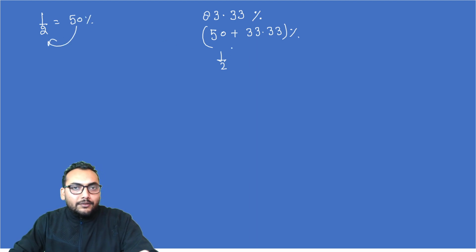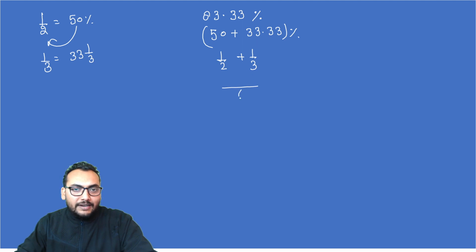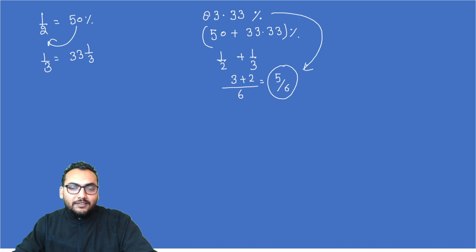Now, 50% can be written as 1 by 2, and 33 1 by 3%, or 33.33%, is nothing but 1 by 3, right? So I can write it as 1 by 3. Now what I need to do is just take the LCM of 3 and 2. So what will I get? I will get 6, and 3 1s are 3 and 2 1s are 2. So what we will get is 5 by 6. That means the conversion of 83.33% into fraction is basically 5 by 6.